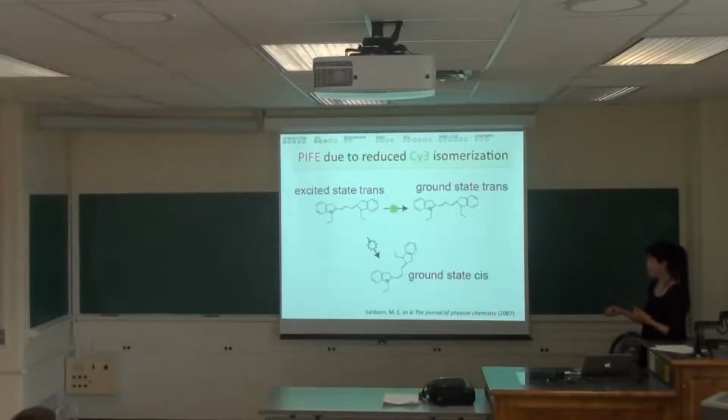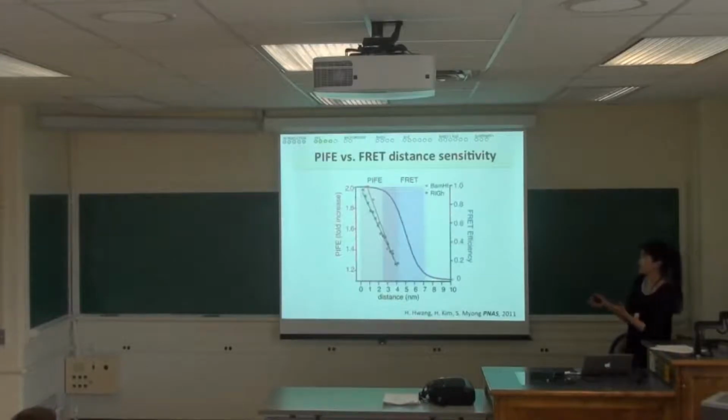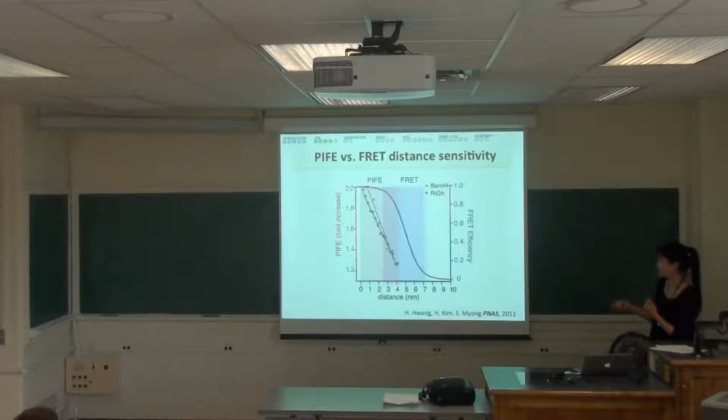And also in this work, I'm skipping over this data, but the conclusion of our study is that we can measure distance with this PIFE. This is showing you the comparison between FRET sensitivity versus this PIFE sensitivity. And as you can see, it regains sensitivity in the FRET-insensitive region, for example below the 3 nanometer region, because there's a very sharp drop in this distance range.